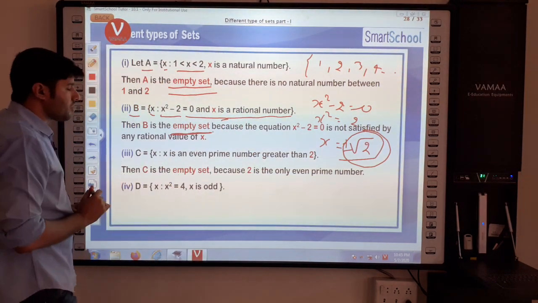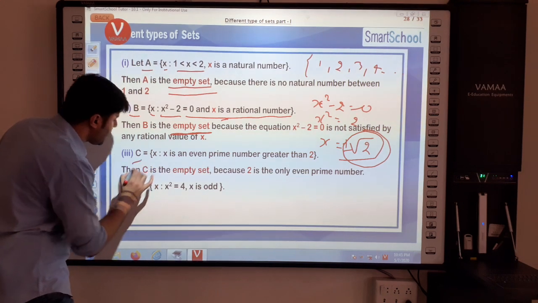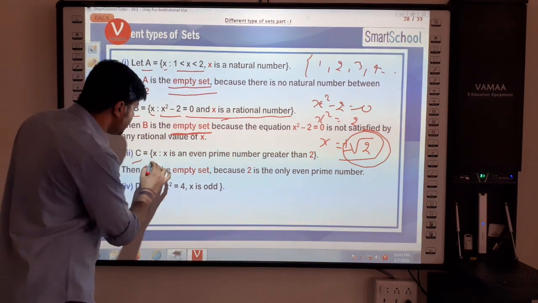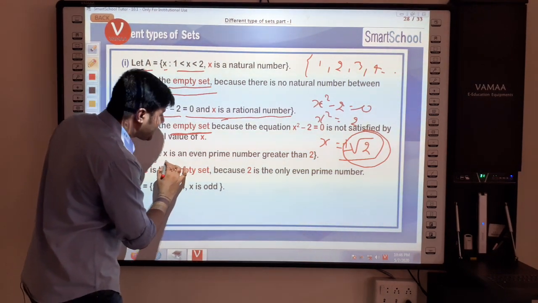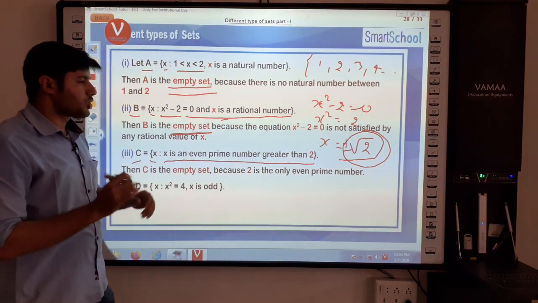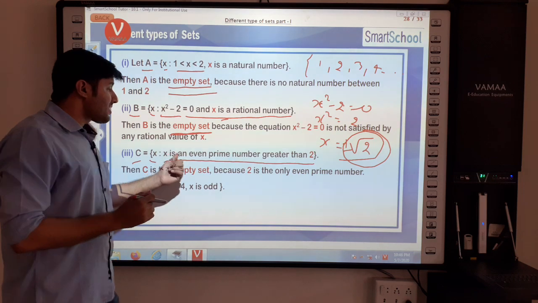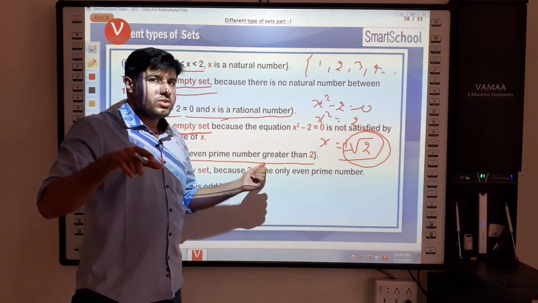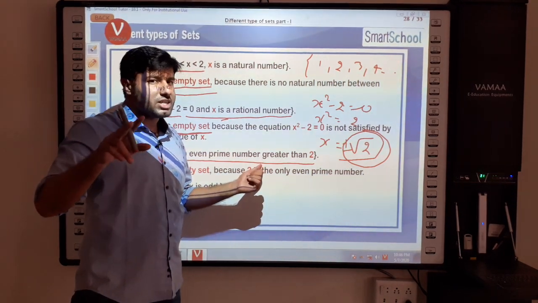Now we will come to the third example. This third example has a set C. It is equal to x such that x is an even prime number greater than 2. It is also a very interesting thing that x is an even prime number. There are two conditions which must be satisfied.